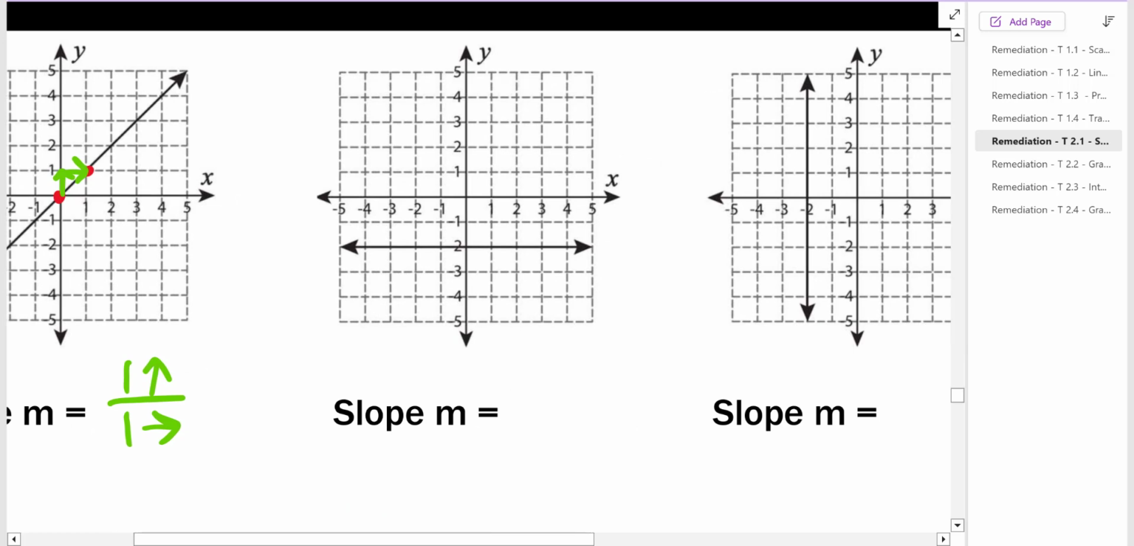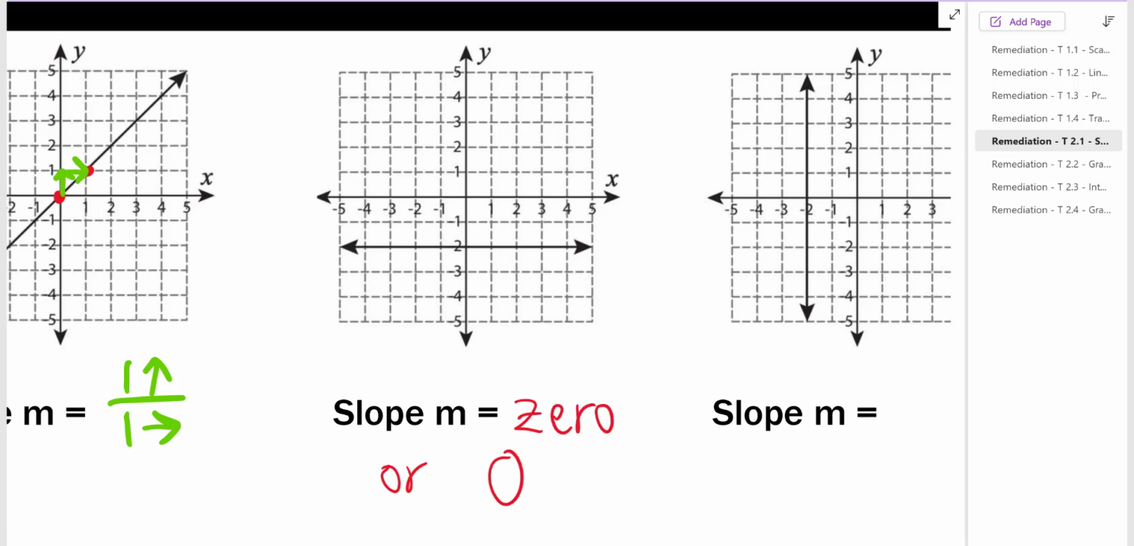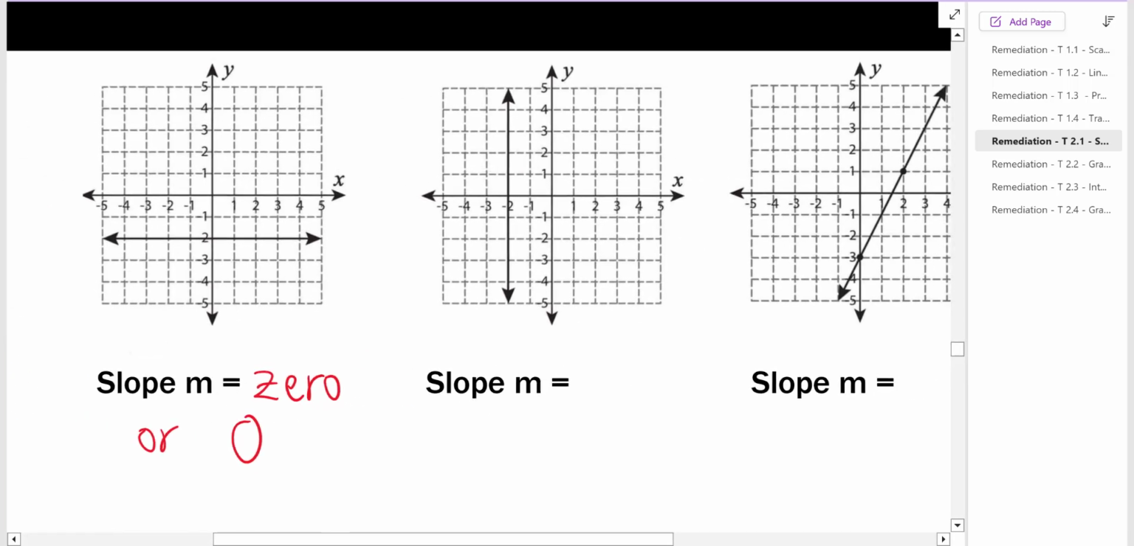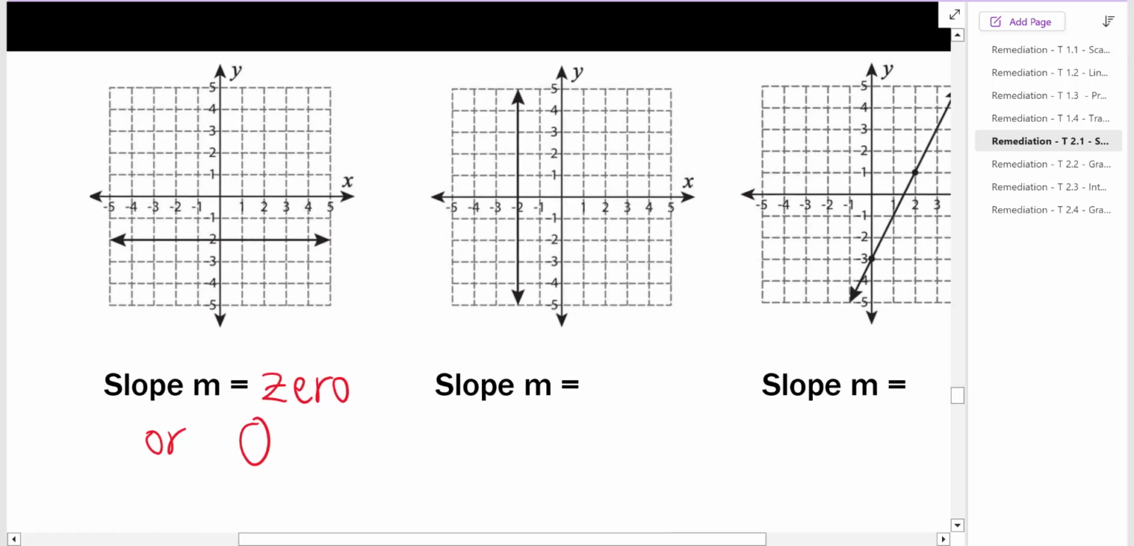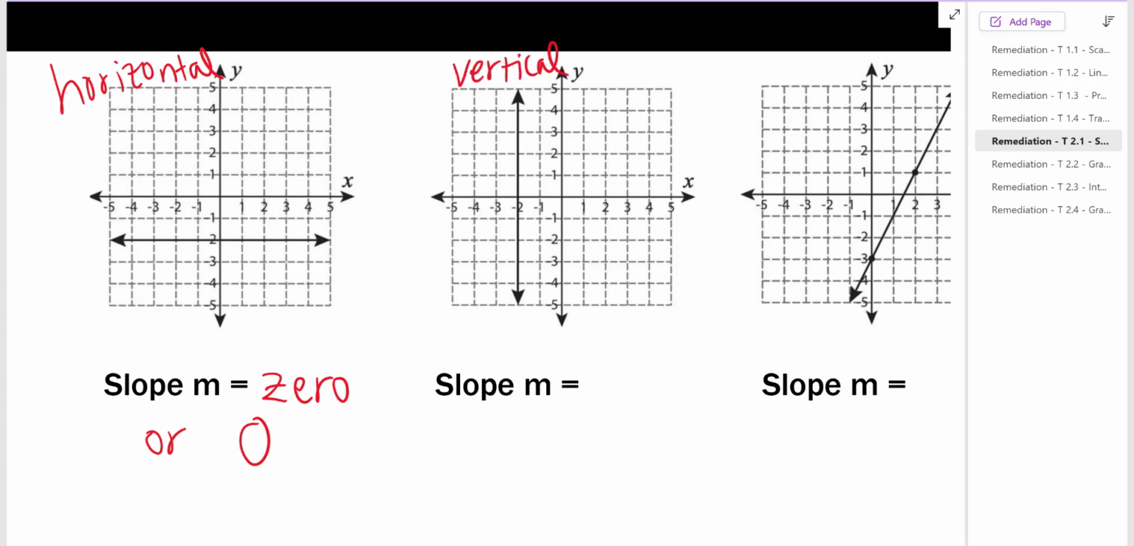The second one is different because this one is special. It is 0 slope. Or you can write the number 0. The next one is also a trick question. Since the line is vertical, it is undefined. So los dos aquí son trucos, ¿ok? Porque cuando está horizontal, este es horizontal, slope es 0. Pero cuando slope es vertical, slope es undefined.